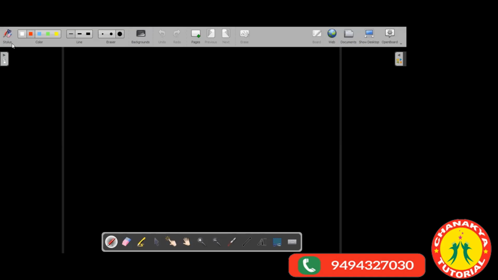And we will also observe the differences between distance time and displacement time graph.